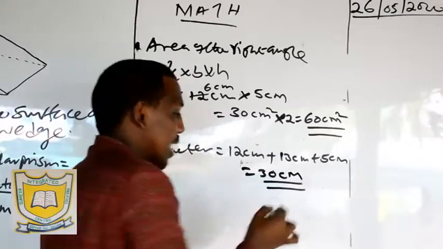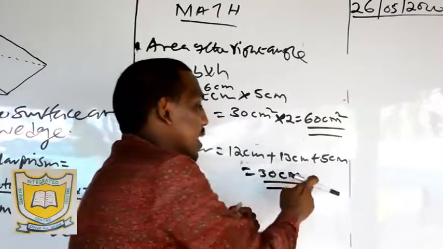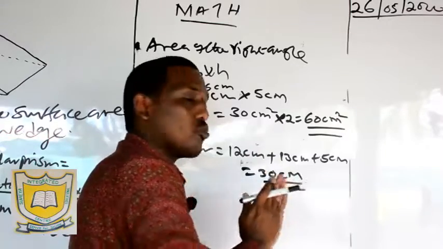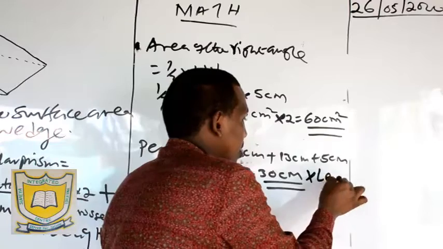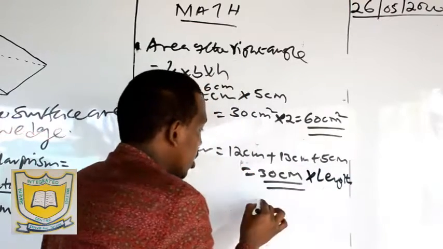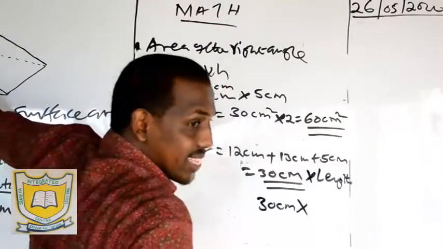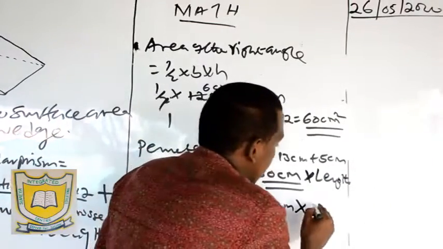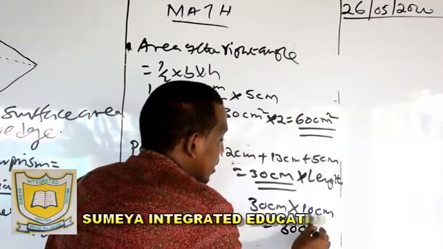That is the perimeter. The formula is asking plus the perimeter times the length. So when you get the perimeter, you multiply it by the length, which is 30 centimeter times the length. The length is 10. So 30 times 10 centimeter is equal to 300 centimeter.